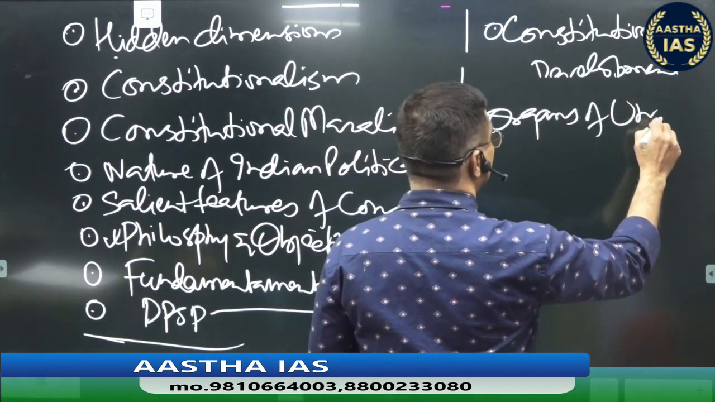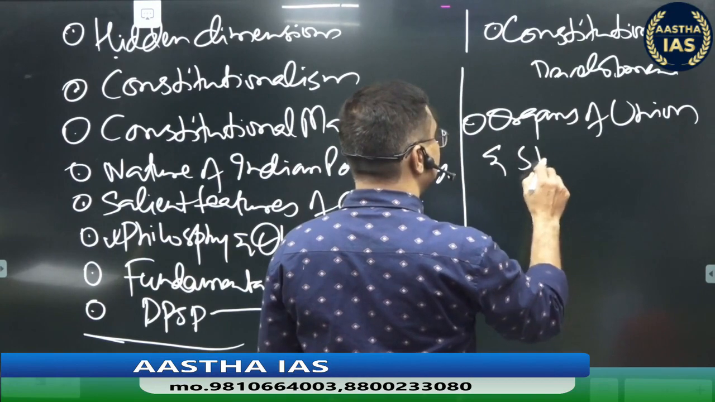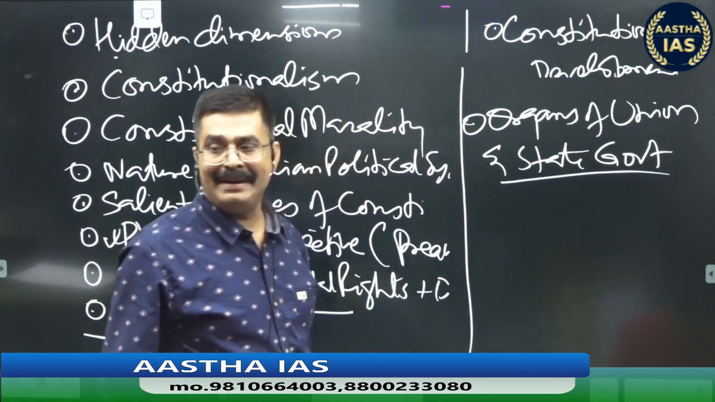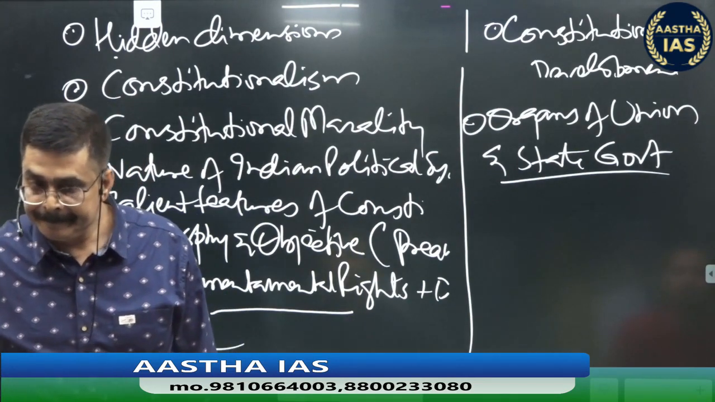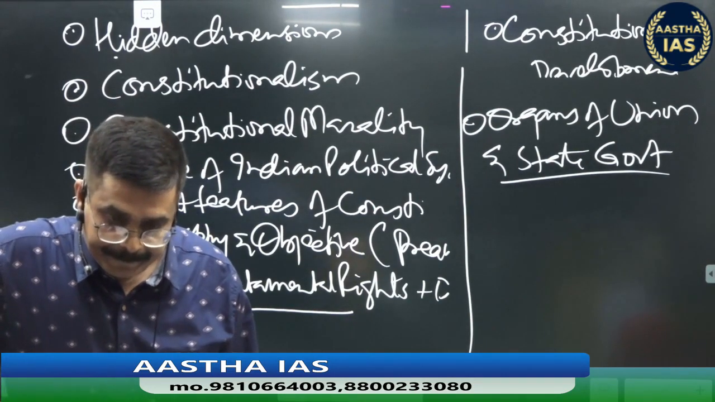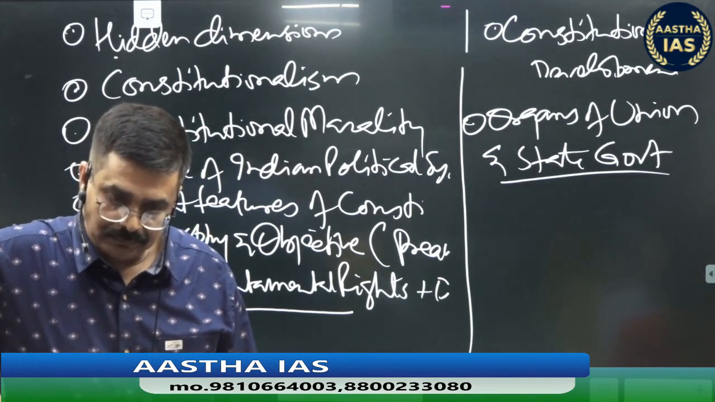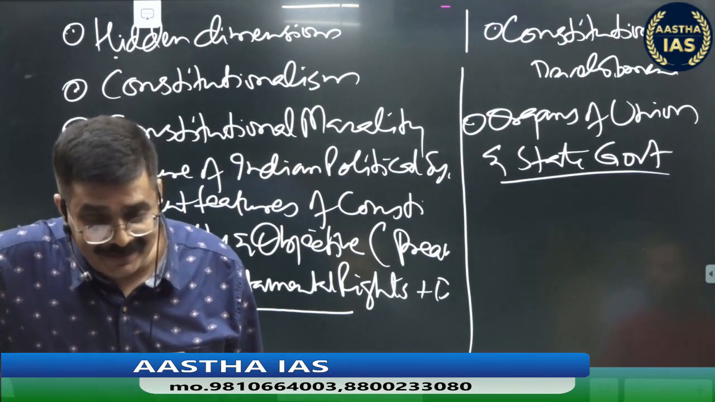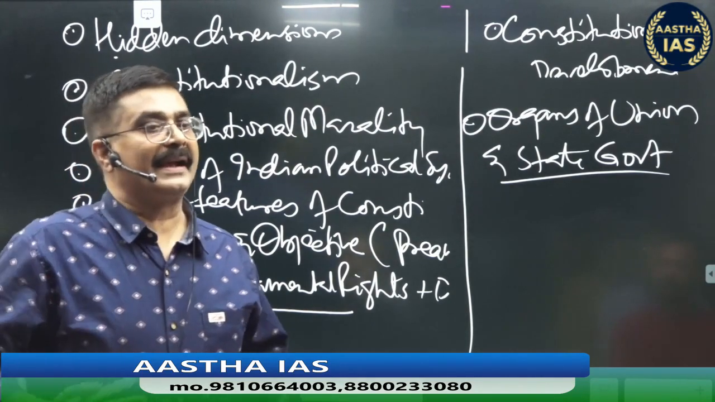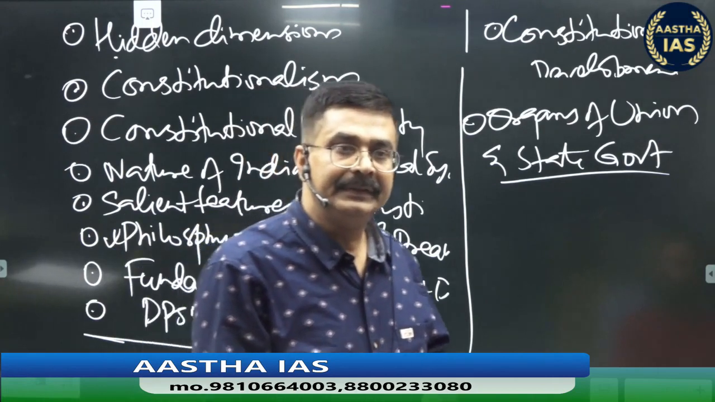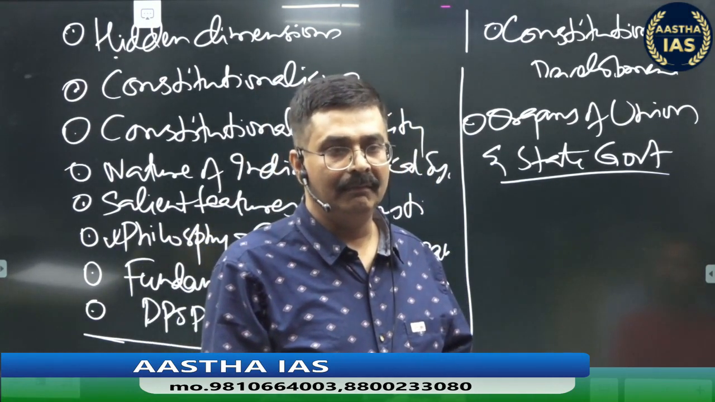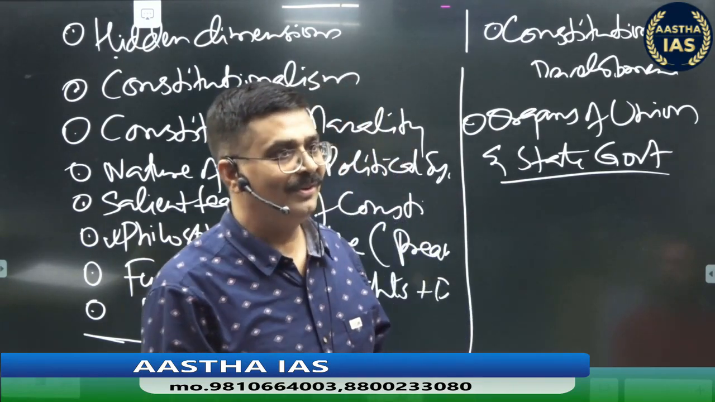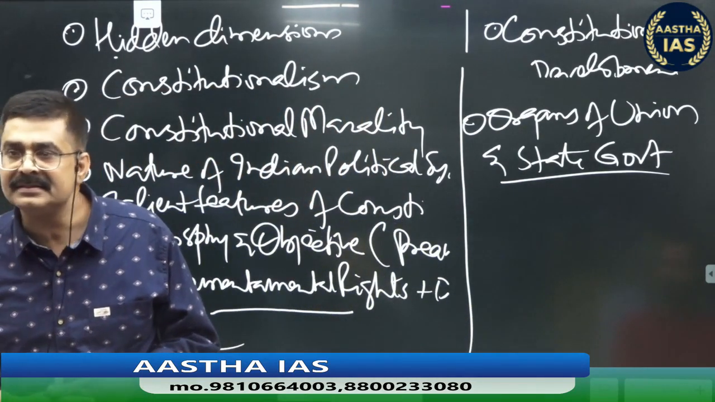Organs of union and state government. What do you mean by the word government? सरकार का मतलब क्या? Elected government. Let me know first government, then we will add elected. What do you mean by government? Rule the people. Oh, you messed it up by saying rule. Yes, anybody else?